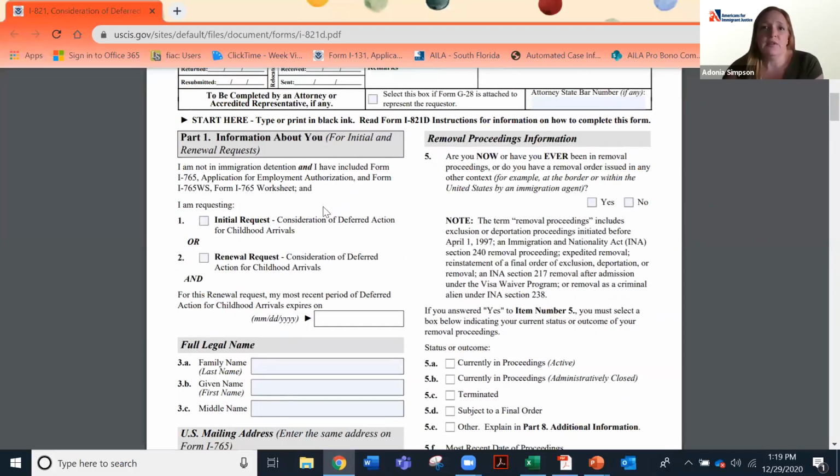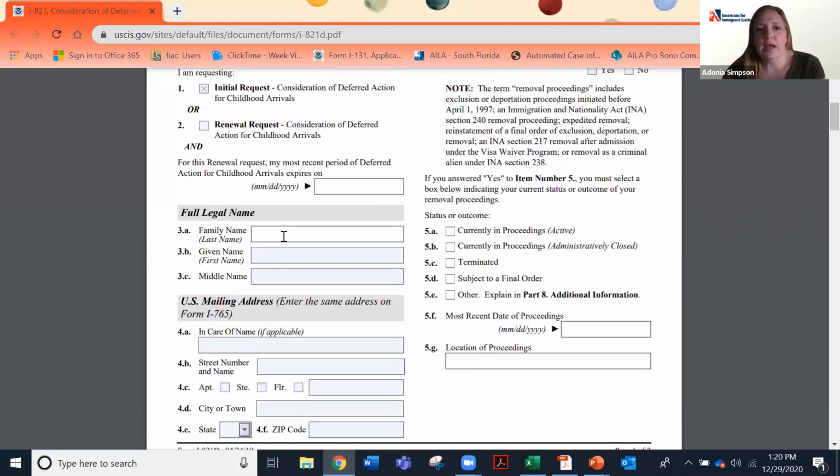So first of all, if this is your first application for DACA, you are going to be checking that this is an initial request. For some reason, if you've allowed your DACA to lapse for more than a year, you also will be indicating that this is an initial request. It would not be a renewal. And we talked about that in an earlier presentation.